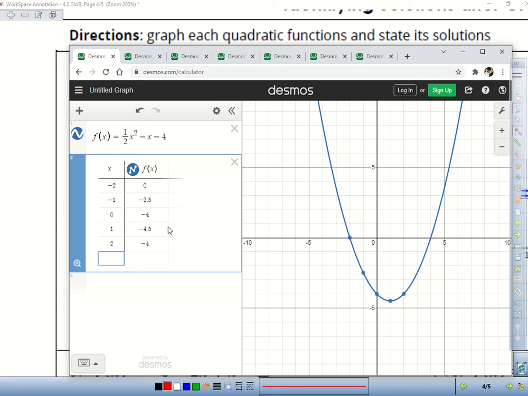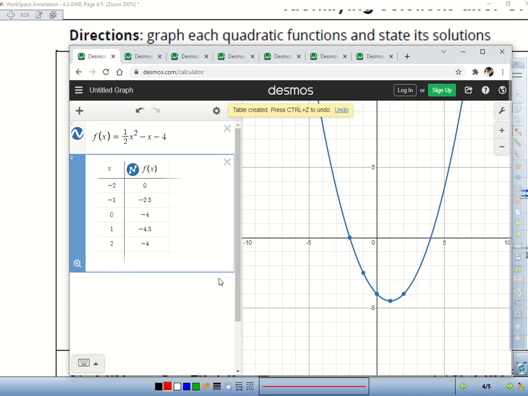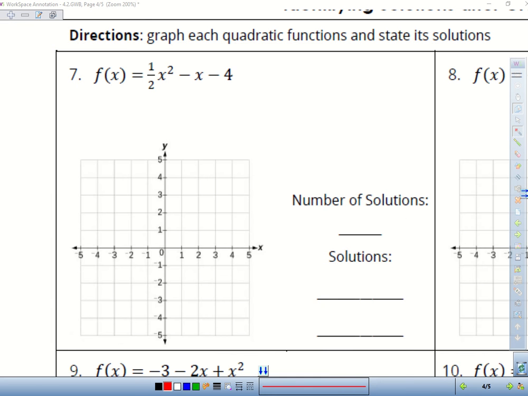Wait, which button do you click again? You click this little button and then you click the table. Okay. And it gives you a table. It's really convenient. So you can change these X values to anything you want and it will give you that value.